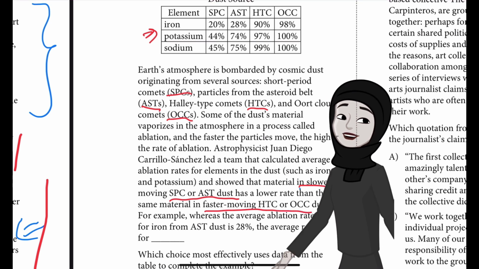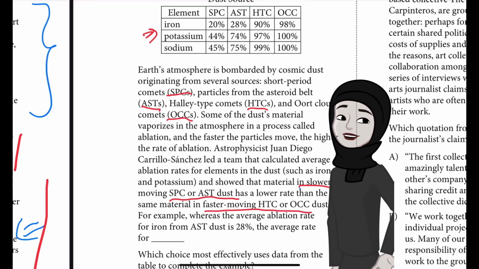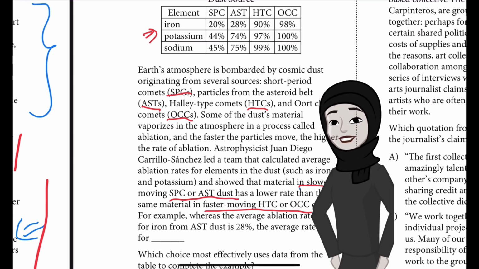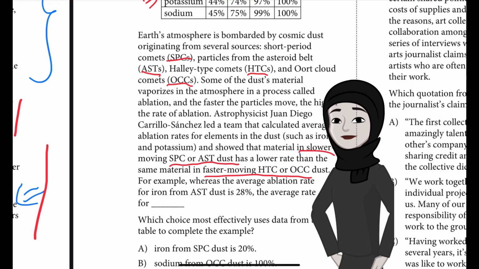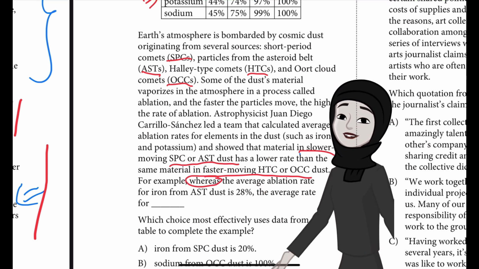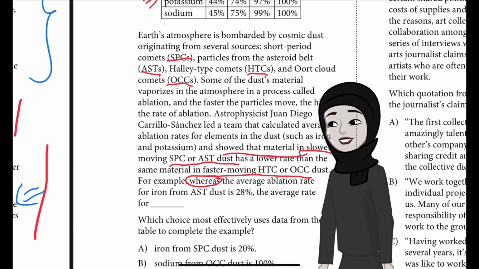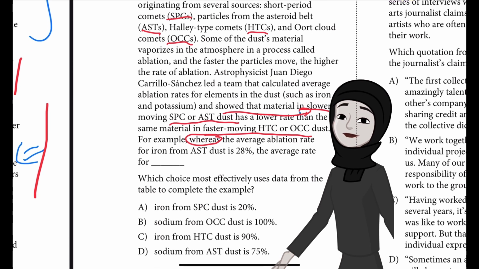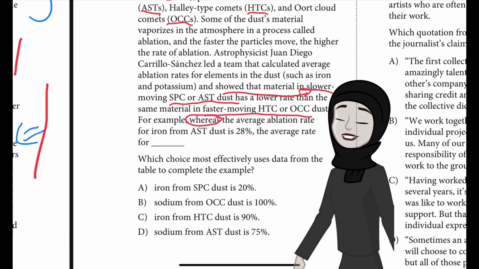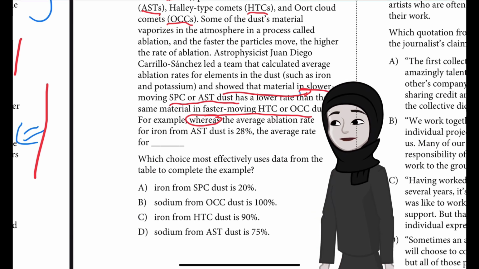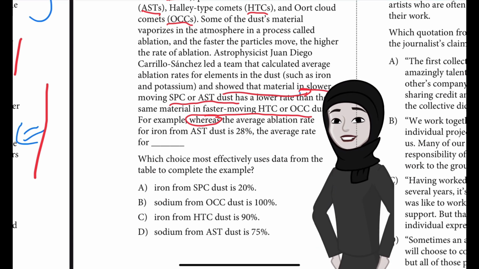So I just underline that. For example, whereas the average ablation rate for iron from AST dust is 28%, the average for blank. So here the keyword is whereas. That means we are comparing something slower to something faster, because here you see AST is slower. So we might have to select something with HTC or OCC because of the word whereas, because we are comparing two things. So which choice most effectively uses data from the table to complete the example?